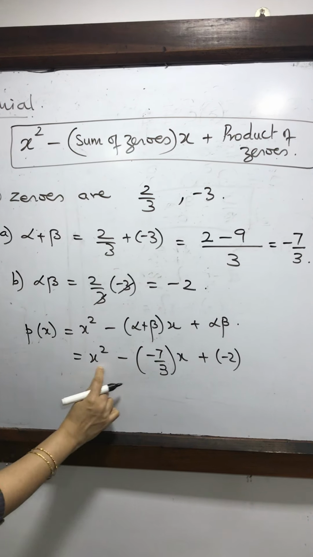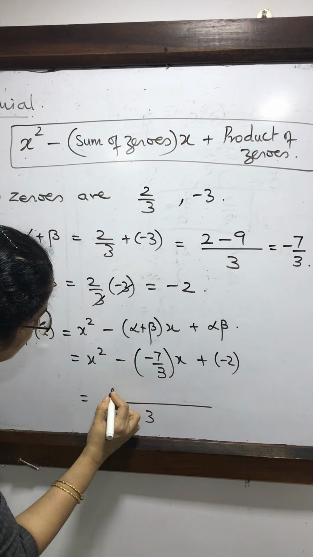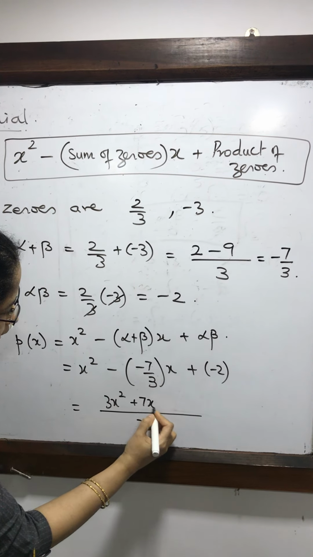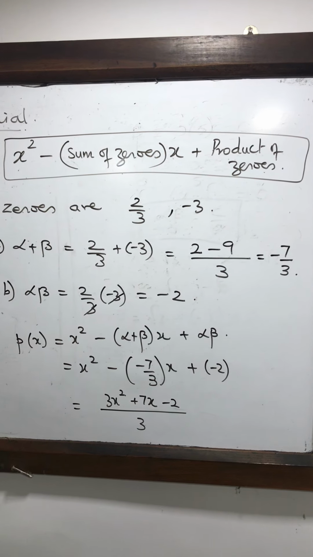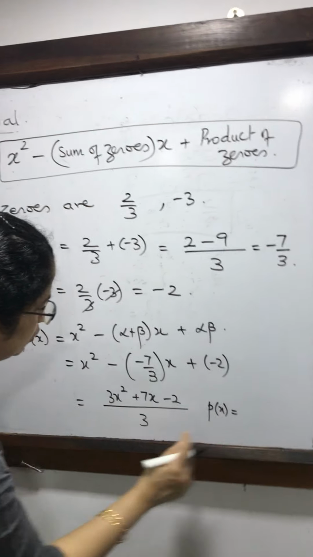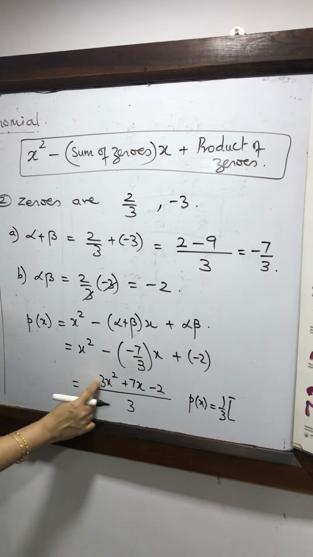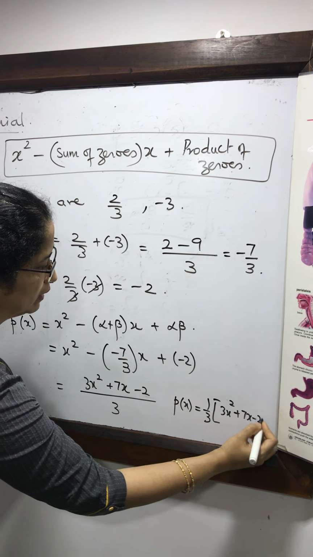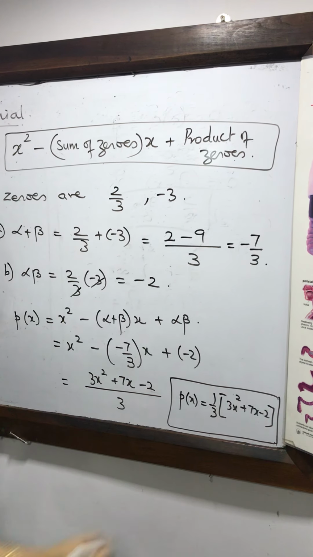So I will multiply throughout by 3 and write 3x square, negative into negative, positive 7x, and this is minus 2. And the last statement, if I have to write, then p(x) is equal to 1/3, I will write a bracket, and these numbers we will write inside the bracket. So this is the polynomial that we have to frame.